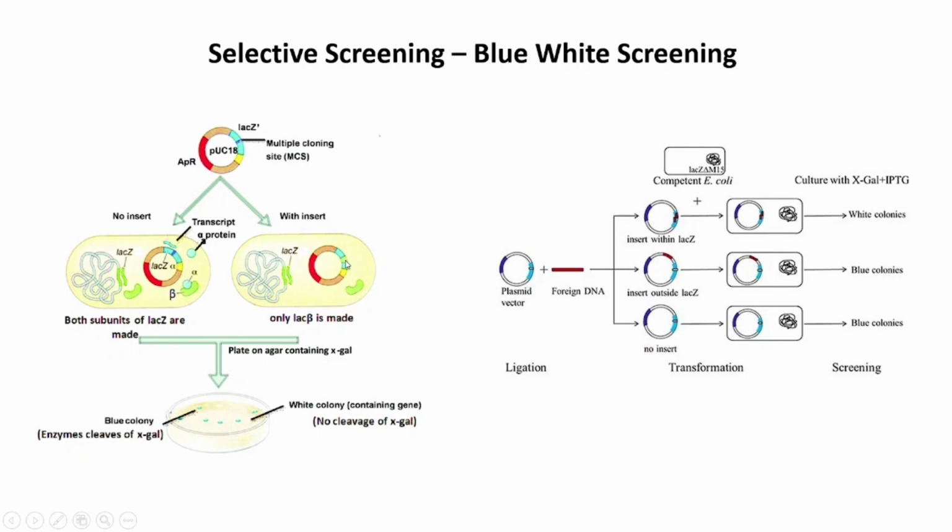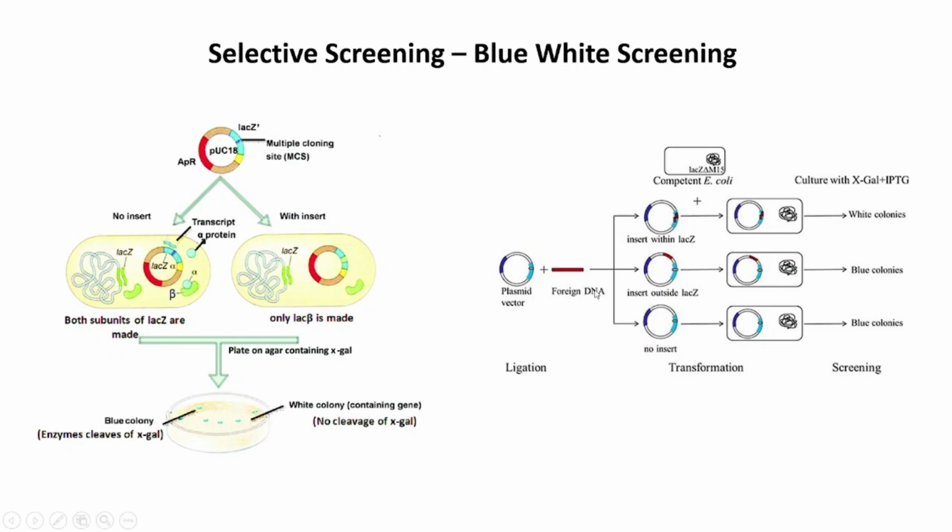But in this case, when the insert is incorporated into the plasmid, the MCS site will be interrupted, the LacZ site will be interrupted, the alpha subunit will not be made, only LacZ beta will be made, and LacZ beta is not sufficient for the enzyme to function, and so X-gal will not get cleaved, and hence we'll see a white colony. So this is a very important selective screening process that is used to check for cells having plasmids that have the gene inserted.